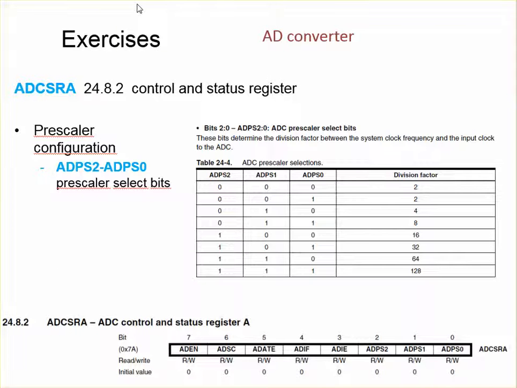And as we earlier discussed, the conversion could be faster or slower, and here are these prescaler selection bits. With these bits we could choose the division factor. It means that this is the factor by which the clock frequency will be divided. If we divide the clock frequency by 128, it's of course slower than if we divide it by 2. So with this bit combination we could choose how fast the conversion is.